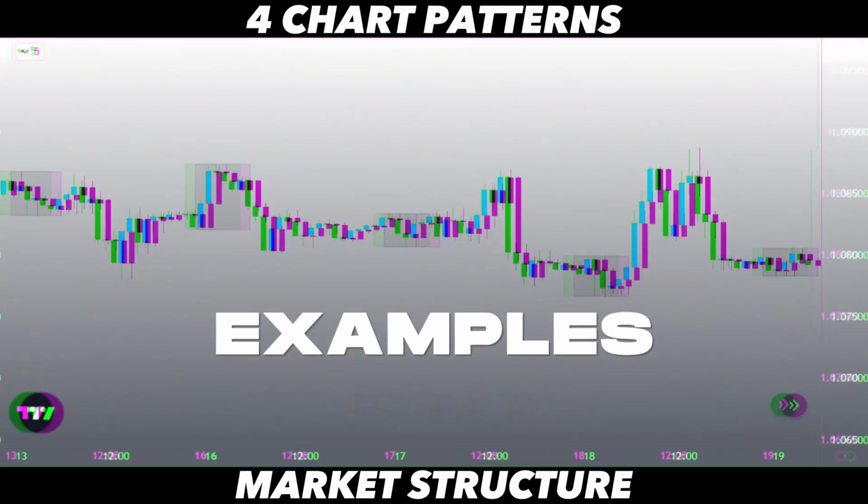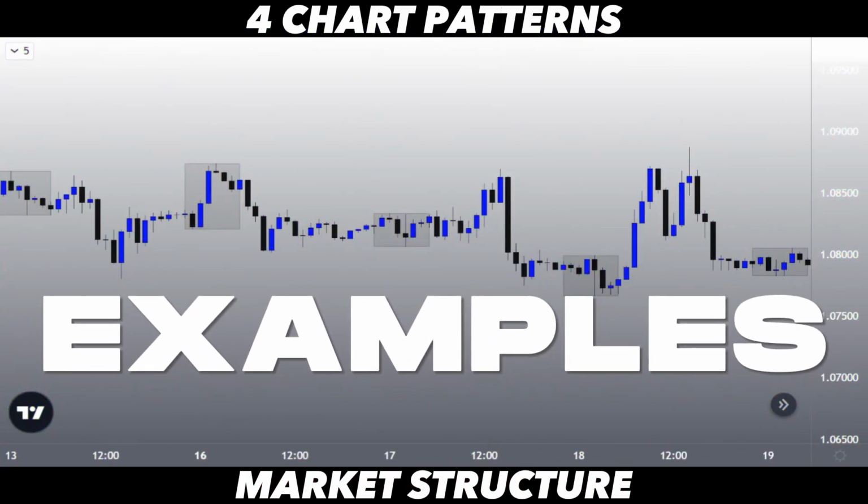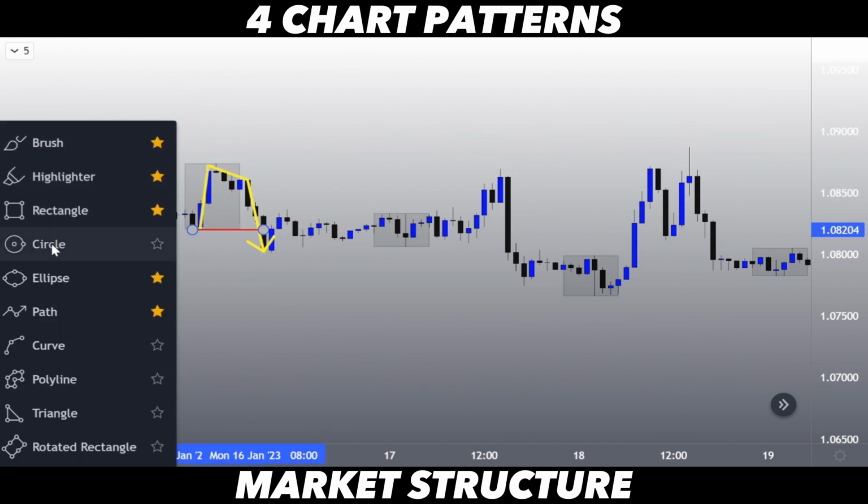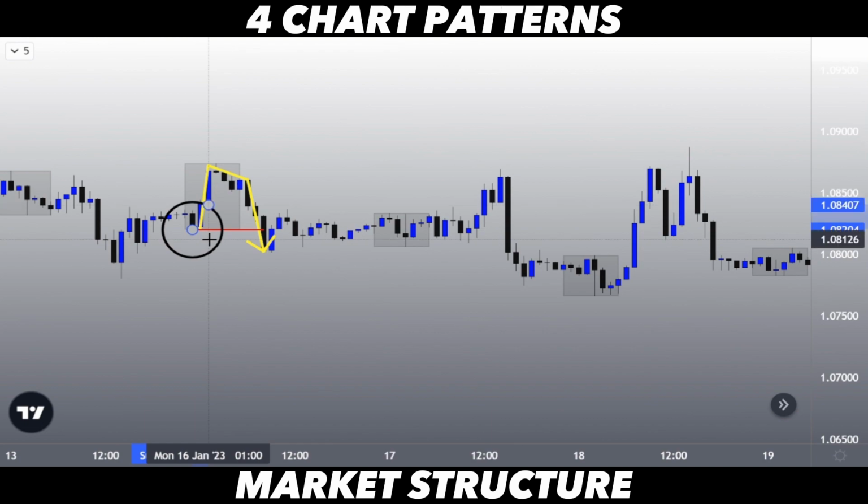So here's the chart. We get our path tool. We find an impulsive move to the upside, followed by a small base, and then the price dropped. This is rally, base, drop. The drop broke the structure around this level. It overtook this swing low to the left.